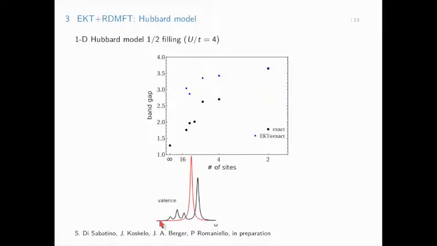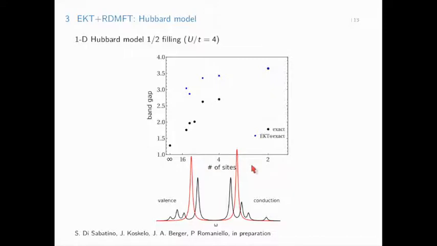So the EKT will produce only one peak, so one removal energy, whose position is the average of the position of all these structures in the exact spectral function. This means that the approximate quasi-particle is redshifted with respect to the exact one. Something similar happens for the conduction part, so for the addition part. But in this case, the EKT will give an approximate quasi-particle which is blue shifted with respect to the exact one. So this produces an overestimation of the band gap.